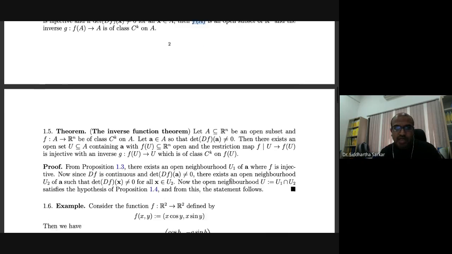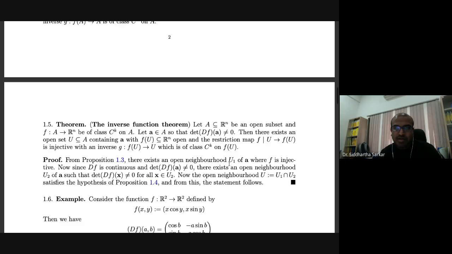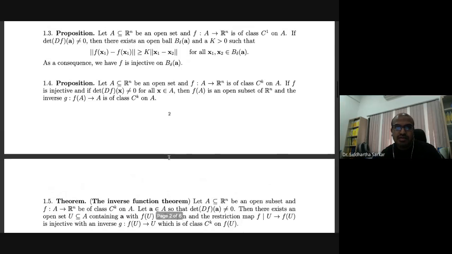You start with this determinant being non-zero, non-vanishing, so around that I should be able to find a neighborhood where the function is non-vanishing. Okay, so proposition 1.3, which you see over here, takes care of this injectivity. There exists an open set u1 of a where the function f starts behaving like an injective function.